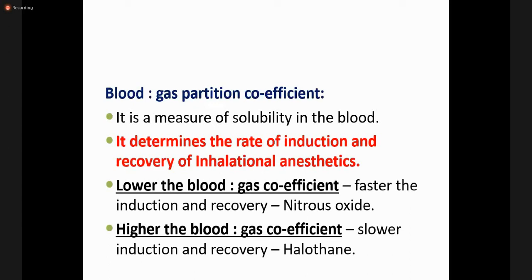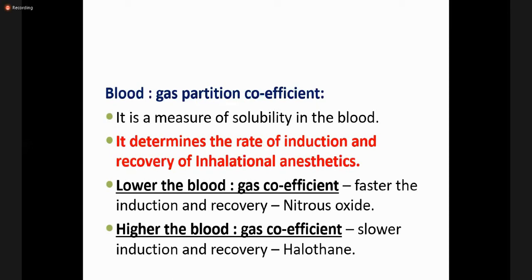But if the molecules do not dissolve, they just move quickly into the alveoli, and from alveoli into the blood capillaries, and from blood capillaries they move quickly into the brain tissues, and induce the anesthesia. Okay, suppose we stop further administration of the anesthetic agent. Now the reverse phenomenon will occur. Now focus: the maximum concentration has been achieved in the brain tissues. Now the highest concentration is in the brain, and because we have stopped further administration, what will happen?